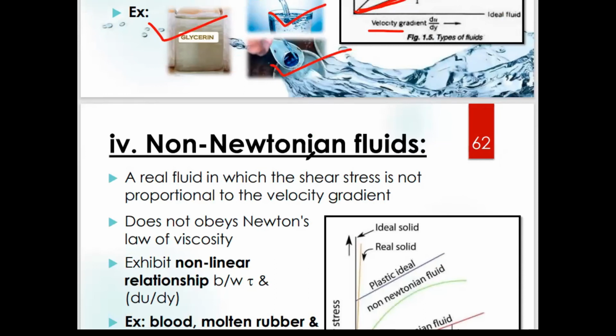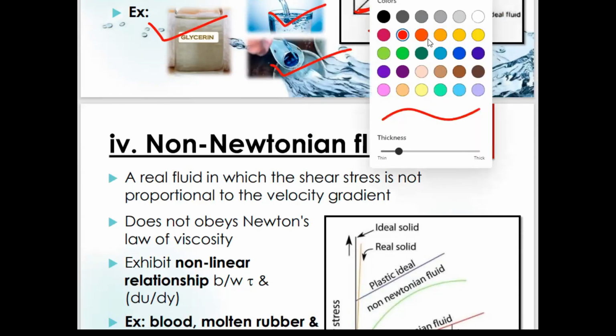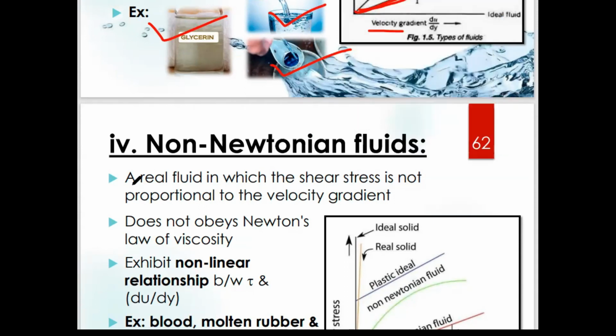So what are non-Newtonian fluids? The fluids which do not obey Newton's law of viscosity are called non-Newtonian fluids. By definition, it is a real fluid in which the shear stress is not proportional to the velocity gradient. So there is no linear relationship here; there is a non-linear relationship.